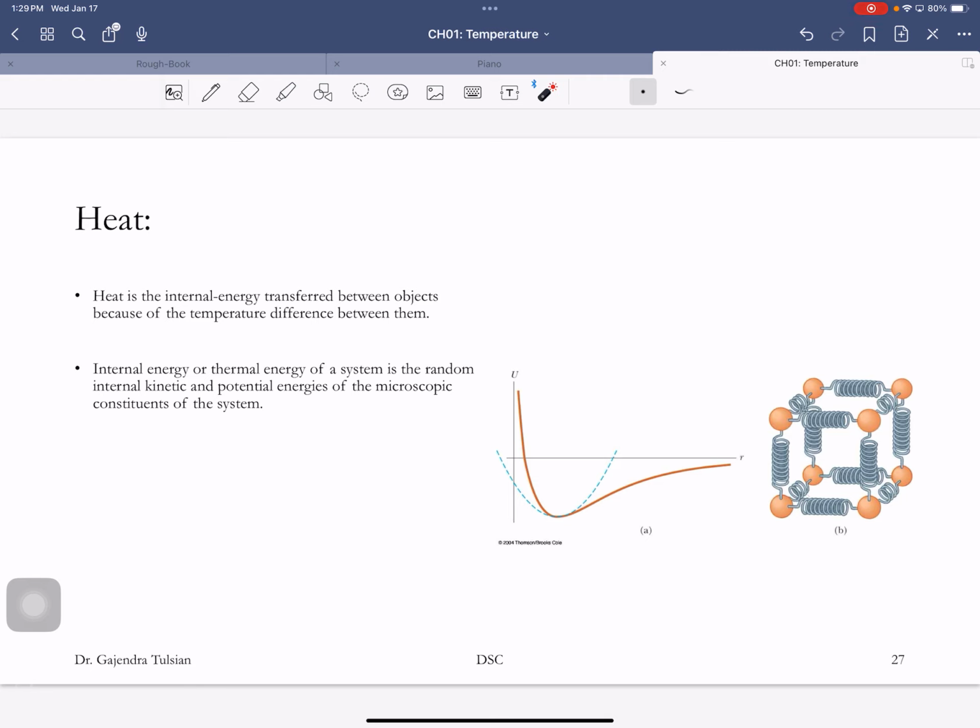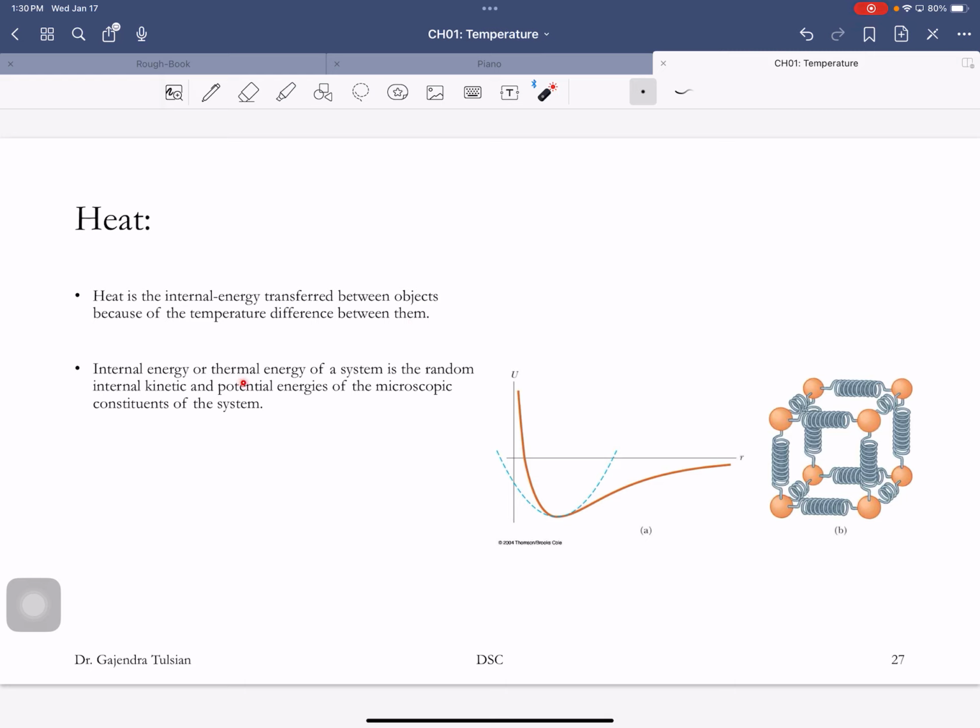All right, now we'll talk about heat. So again, we've been talking about heat. You know what it means to heat an object, and when you supply energy, what you're doing is you're adding kinetic energy, you're adding potential energy. Okay, so this kinetic energy is random, the potential energy is random, it expands in every direction and so on. Okay, so heat is the internal energy transferred between objects because of temperature difference between them.